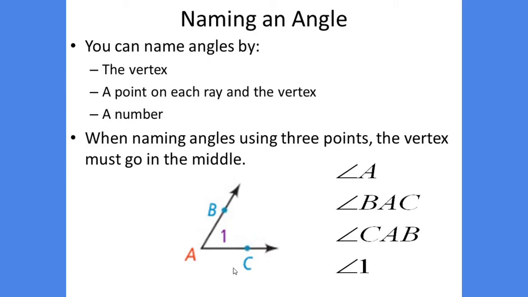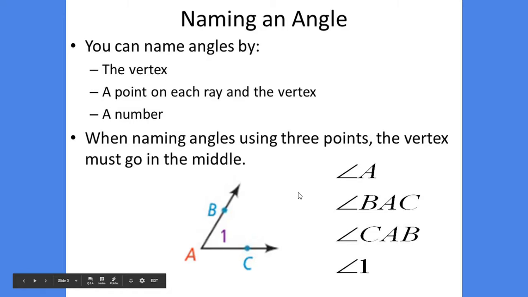We can name an angle in three different ways. First, the vertex. Next, the point on each ray with the vertex in the center. Other ways, a number or any letter. In this example, the rays AB and AC form the angle. The vertex here is A. So, we can name the angle in three different ways.